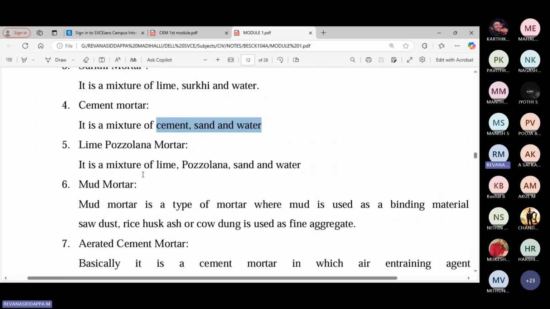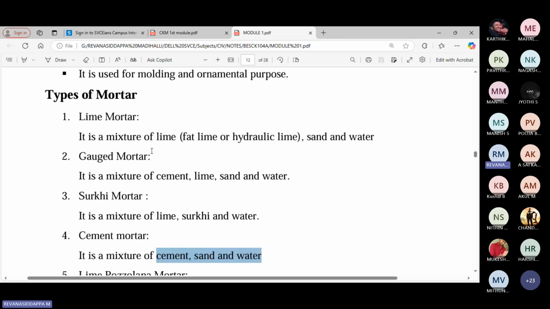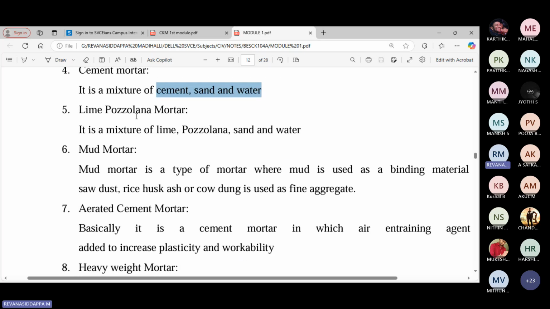Then the next type is lime pozzolana mortar. Lime pozzolana mortar is a mixture of lime, pozzolana, sand, and water. See, lime mortar means a mixture of lime, sand, and water. Lime pozzolana mortar means a mixture of lime, pozzolana, sand, and water. Pozzolana is nothing but fly ash or slag, or one more material, GGBS, granulated blast furnace slag.